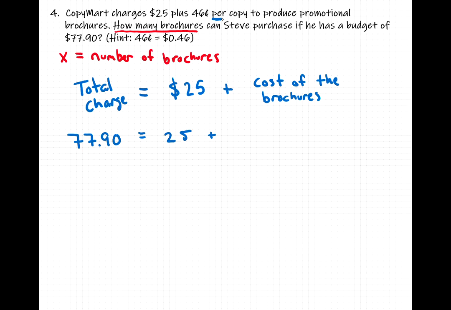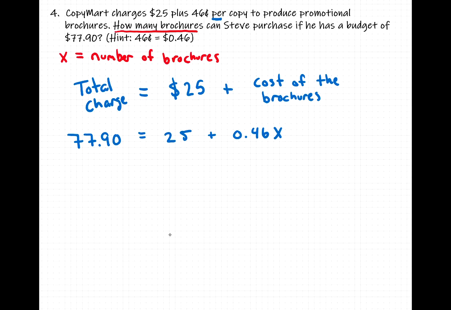But we can't use the number 46, because if the number 25 means $25, if I were to write 46X here, this would mean $46 per copy, or $46 times the number of copies. So if the 25 is in dollars, well, the 46 has to also be in dollars. So 46 cents is equal to $0.46. Okay, so let's replace that with 0.46x.